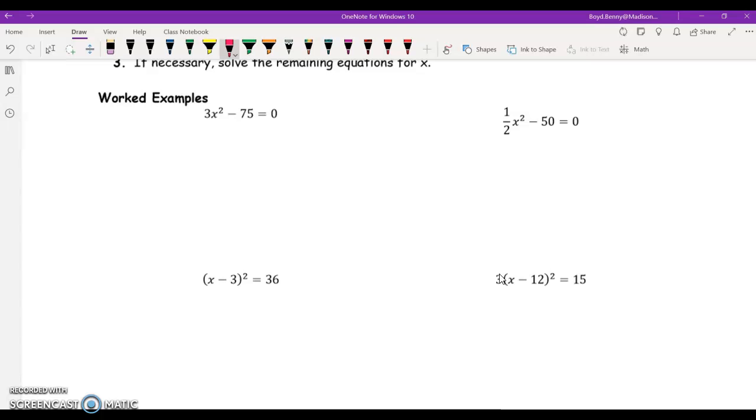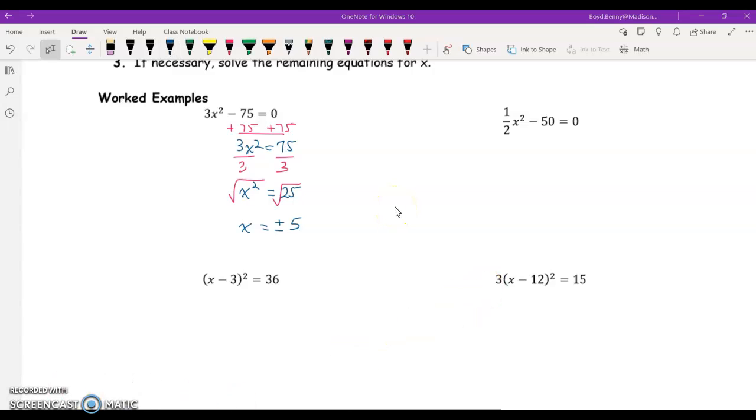Look at our first example here. To isolate the squared term, we need to add 75 to both sides. That's going to give us 3x squared equals 75. Then we would divide by 3. That's going to give us x squared equals 25. Now that we've isolated the squared term, we can take the square root of both sides. It's going to leave us with x equals plus or minus 5.